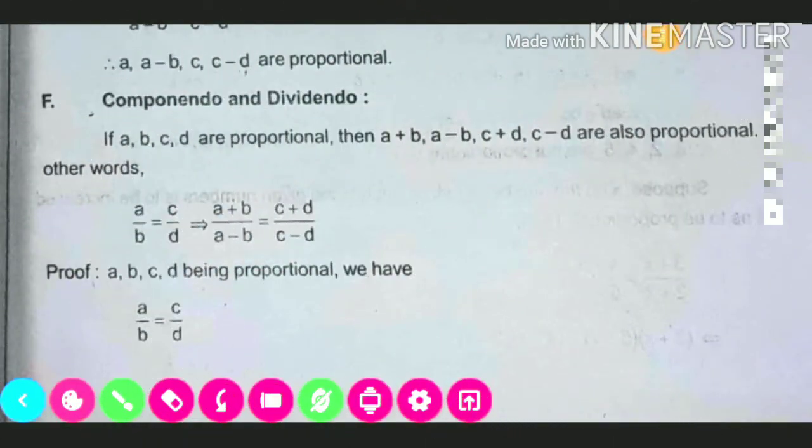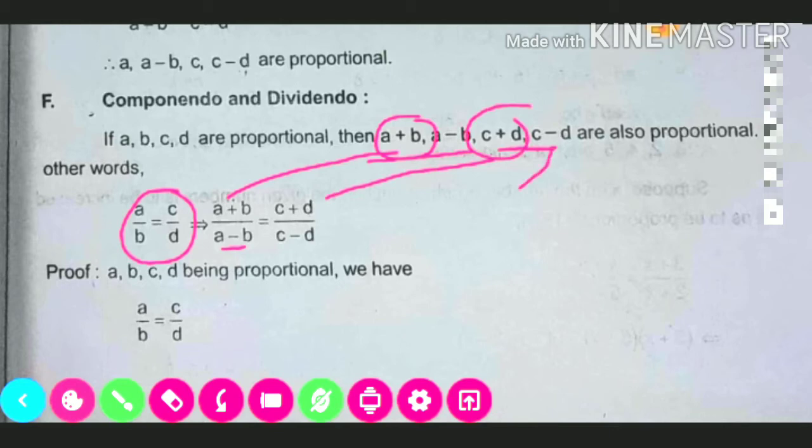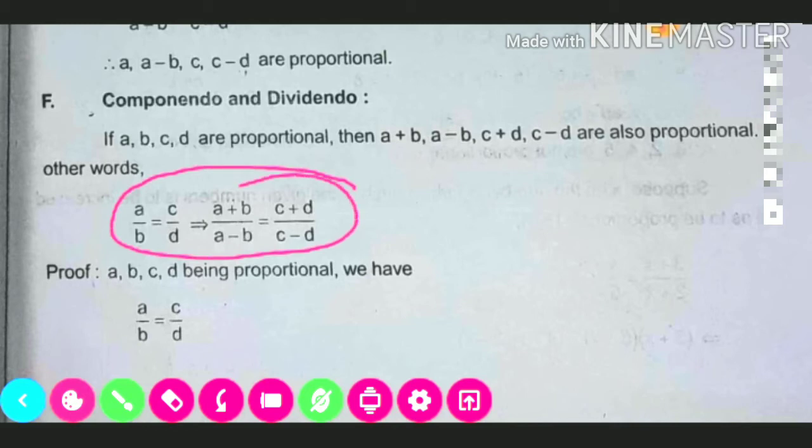Componendo and dividendo is also very easy. If A, B, C, D are proportional, then A plus B divided by A minus B and C plus D divided by C minus D are also proportional. In other words, A plus B divided by A minus B is equal to C plus D divided by C minus D. This is the form of componendo and dividendo. The proof is given down, you will check this one.